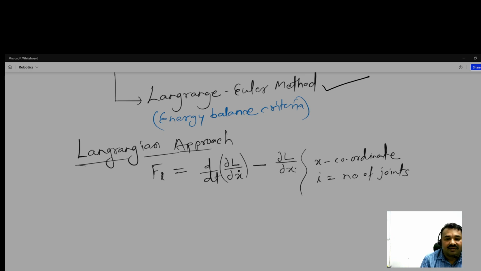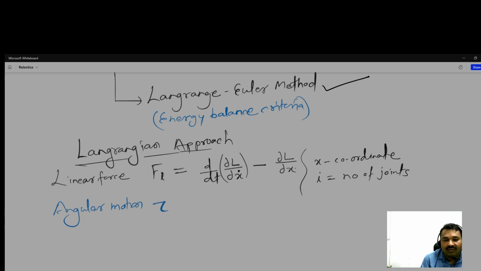And this is for linear force. What about for angular force? So for angular, it means linear force and angular force; better to say angular motion. Okay, what about angular motion?